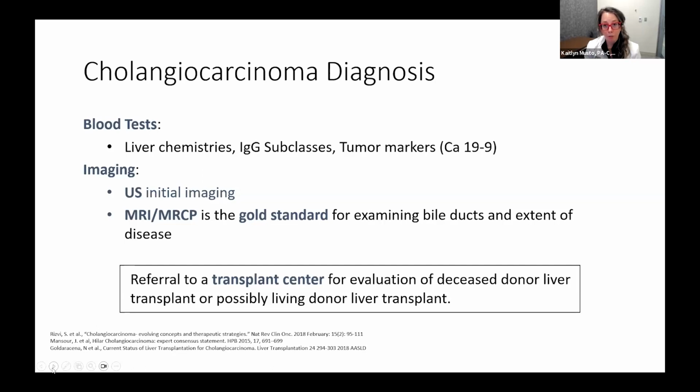At this point, I just want to say, when patients are being considered for a cholangiocarcinoma diagnosis, it is important that your healthcare team is thinking about potential referral to a transplant center for evaluation of deceased donor transplant or potentially even a living donor transplant.